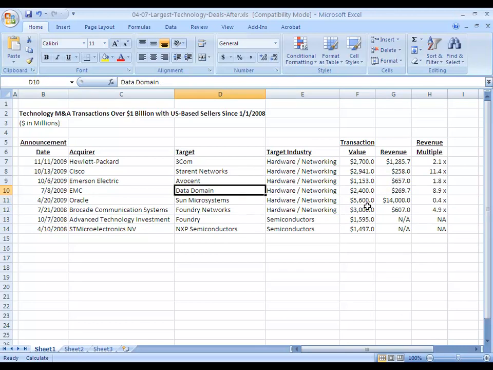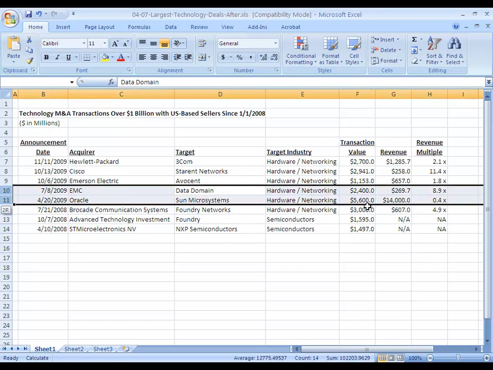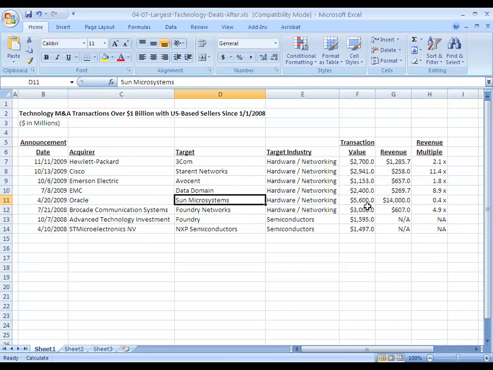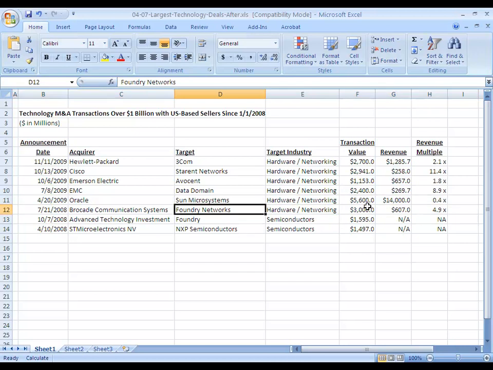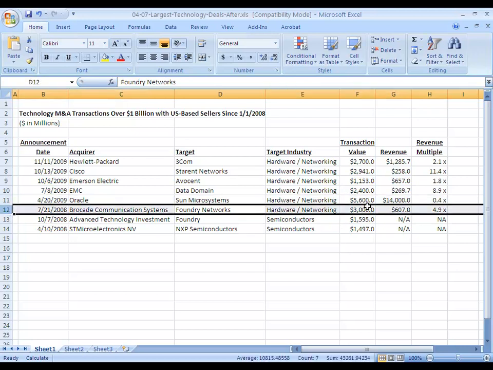Data Domain and Sun, these are both fine to leave in. Sun is a little questionable because what they do, manufacturing computer hardware, not anything with mobile, not anything super advanced like Apple, makes it a little bit farther away, but they are the largest transaction on this list, so we're going to leave this one in. Brocade and Foundry, again, more of a hardware transaction, semiconductor companies, so we're going to leave this one in.